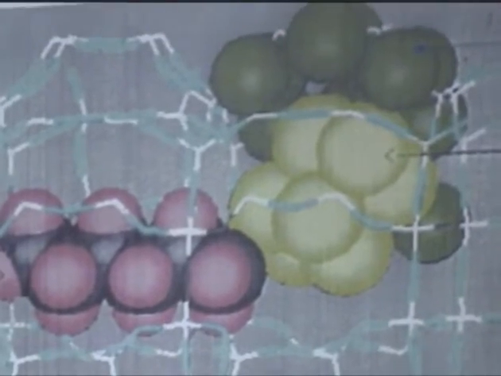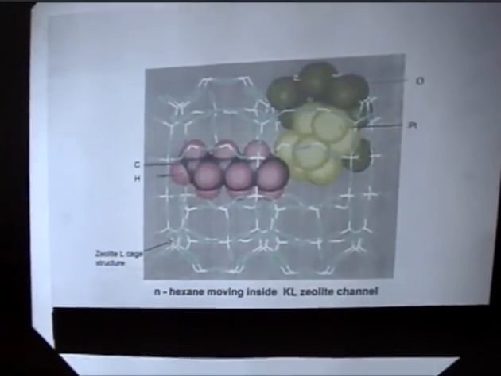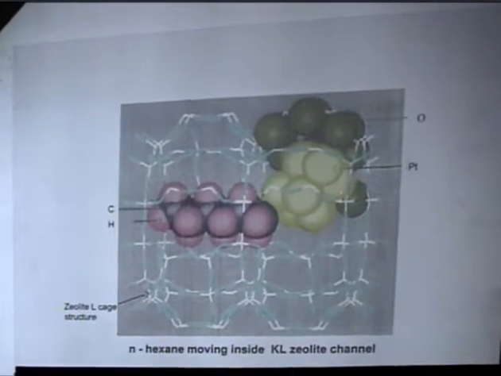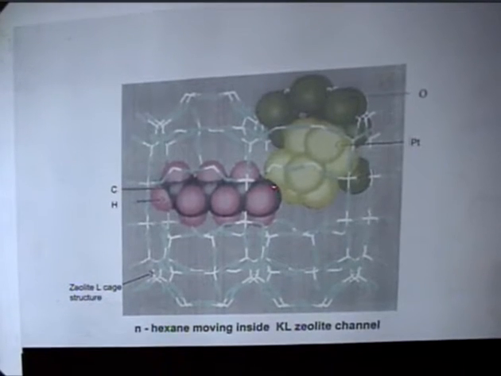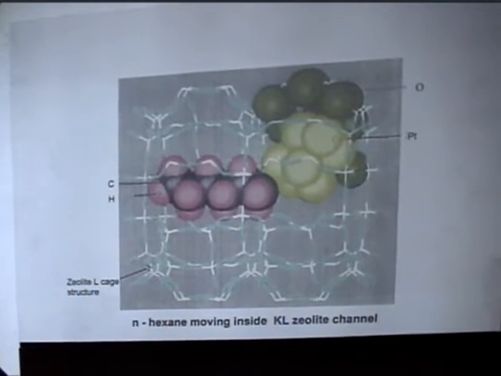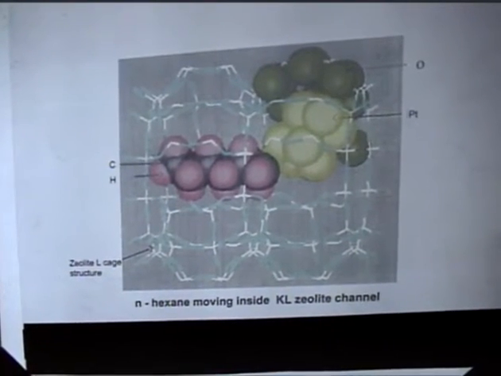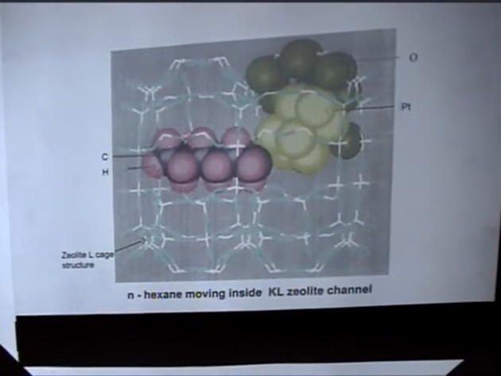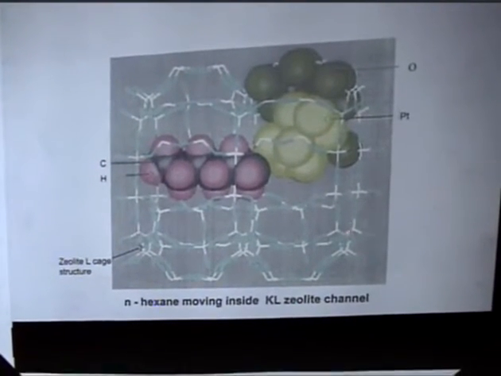Here's the cage, and those are the oxygens of the zeolite. And here's the platinum particle. And this is the nC6 molecule. It comes in, gets adsorbed, and will cyclize and dehydrogenate to give you the benzene molecule. Because of this situation, you cannot put another molecule here to adsorb because it will confine the zeolite.